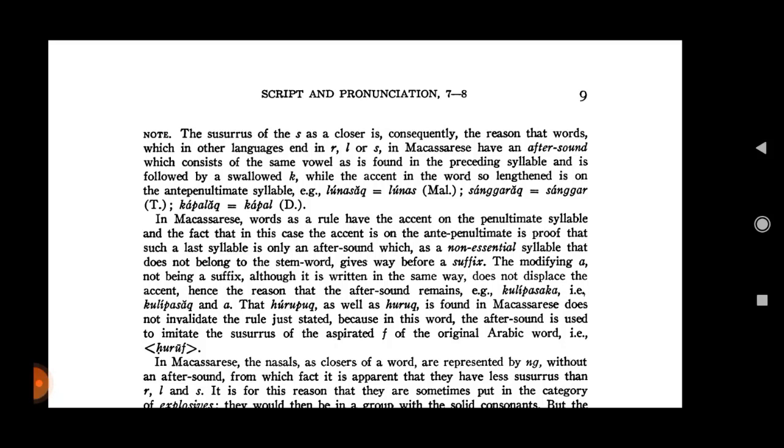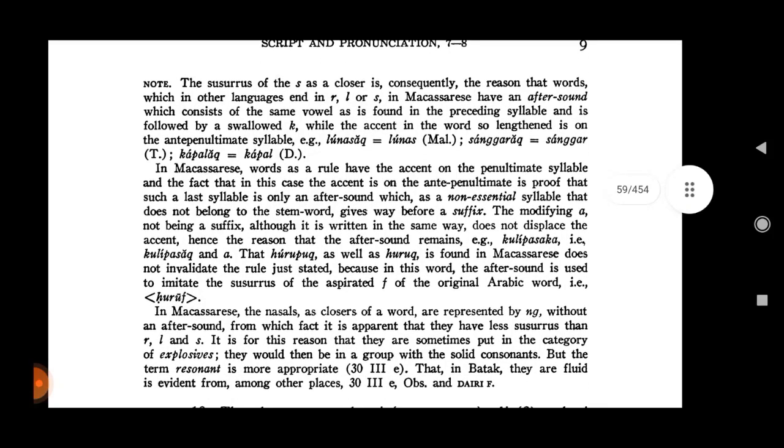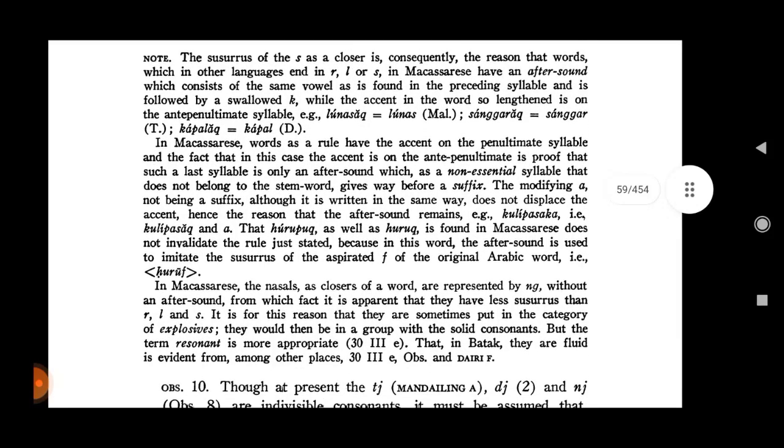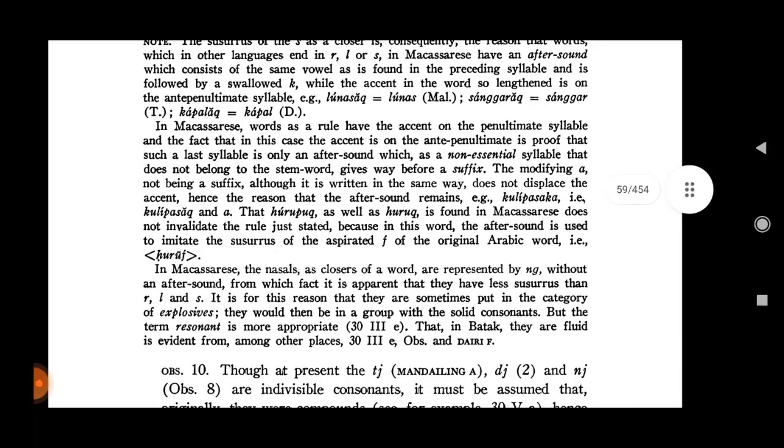Consequently, the reason that words which in other languages end in R, L, and S have in Makasaris an after sound which consists of the same vowel as is found in the preceding syllable and is followed by a swallowed ka, while the accent in the word so lengthened is on the antepenultimate syllable, e.g. lunasak, lunas malay, sanggarak, sanggarti, kapalak, kapaldi.